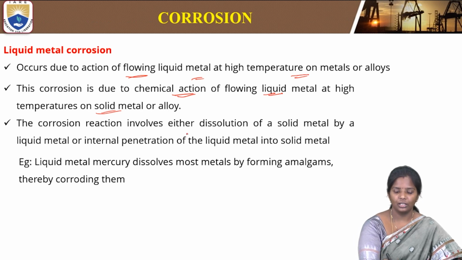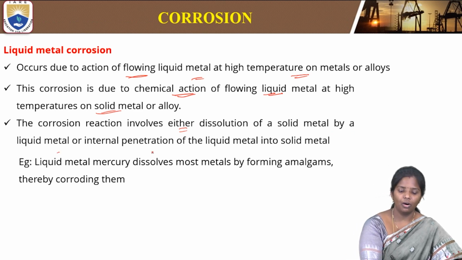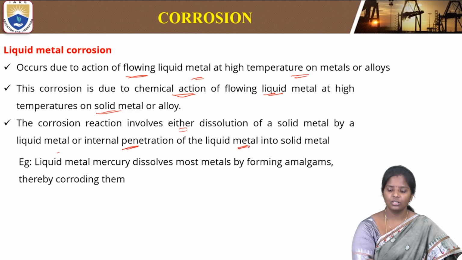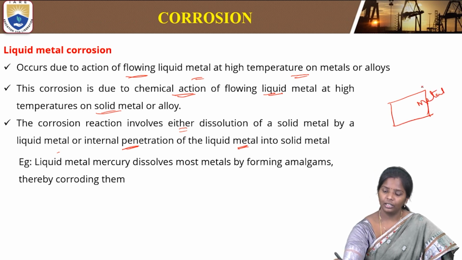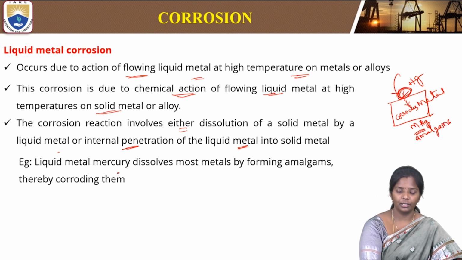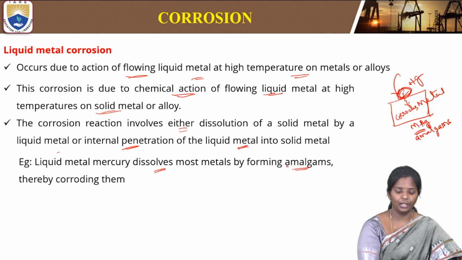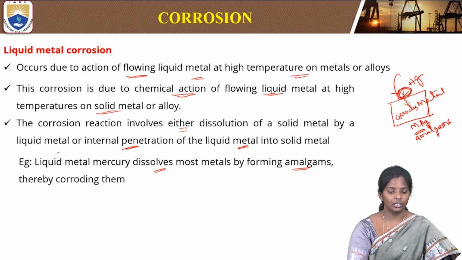So this corrosion reaction involves either diffusion of this solid metal by a liquid metal, or internal penetration of liquid metal into solid metal. So for example, if we have a metal and there is a drop of mercury here, it will slowly penetrate into the metal and corrode it. It forms metal amalgam. So liquid metal mercury dissolves most metals by forming amalgams and thereby corroding them. These are some of the examples of dry corrosion.